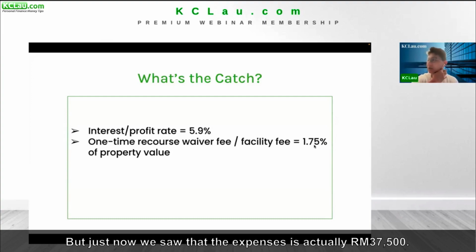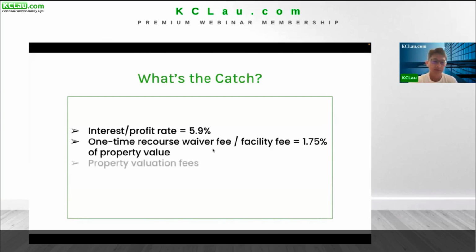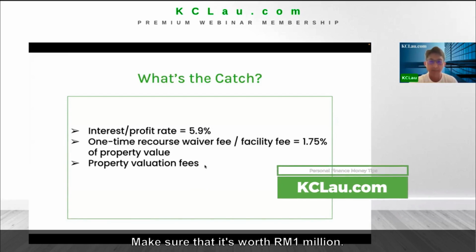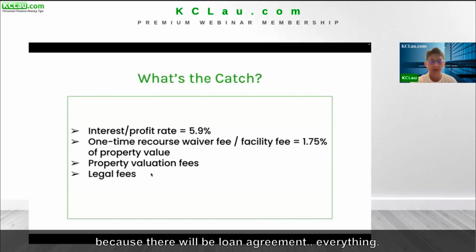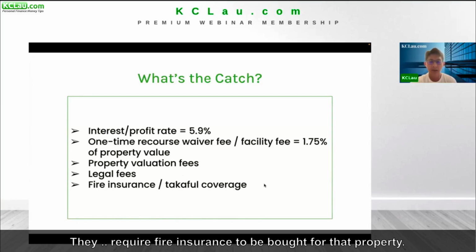But just now we saw that the expenses is actually 37,500. So there's 20,000 extra. So what's that 20,000, right? You have to ask more details, but it includes other fees, like property valuation fees. They have to value a property, make sure that it's worth 1 million. So there are legal fees involved because there'll be a loan agreement, everything. So you have to pay the lawyer. And then I think it also covers the fire insurance Takaful coverage for the property. They require fire insurance to be bought for that property.